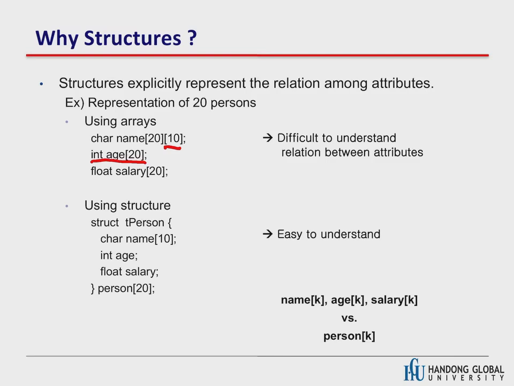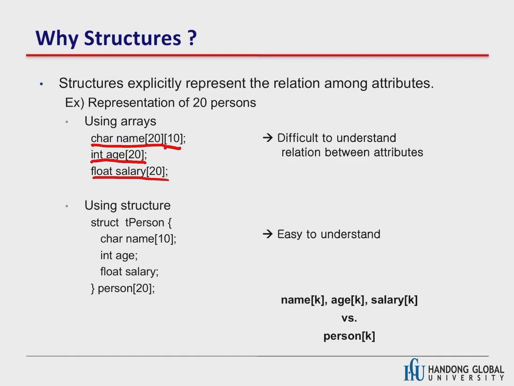It's not easy to understand the relationship between the attributes. When we look at these 3 arrays, we know we are making 3 arrays for 20 persons, so we are not confused. But when you look at your own code 10 months later, you will get confused. Believe me, sometimes we can get confused with our own code. But if we use a structure, it will be much easier to understand.